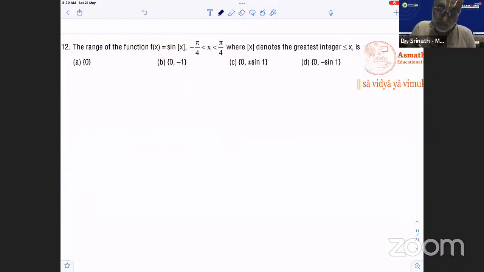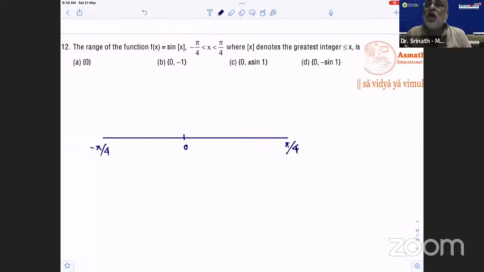Okay. Please do listen. See, your first thing is the domain has been defined. What is the domain defined as? Something like from minus pi by 4 to plus pi by 4. The value of pi is 3.14. So therefore, pi by 4 will be slightly greater than 0.75. So here also, minus 0.75 will be here.